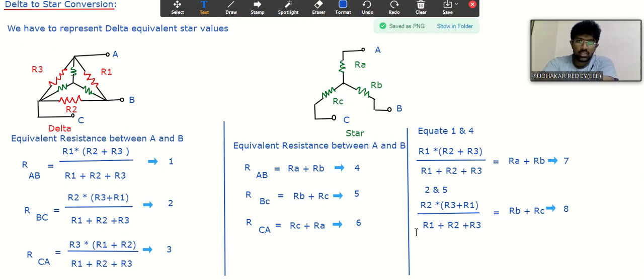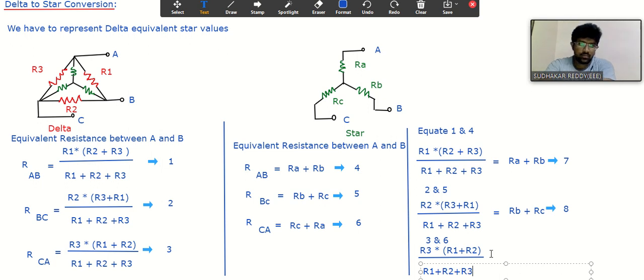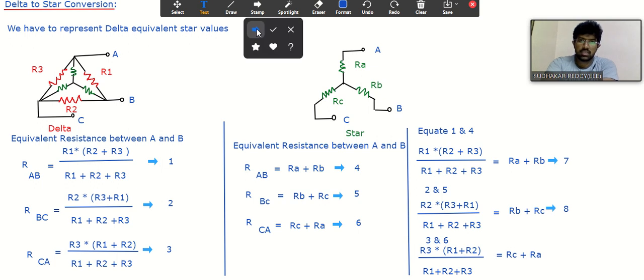Similarly, equate 3 and 6. That is equal to R3 into R1 plus R2, divided by R1 plus R2 plus R3, that is equal to RCA in case of star connection, that is RC plus RA. Consider this equation as number 9.